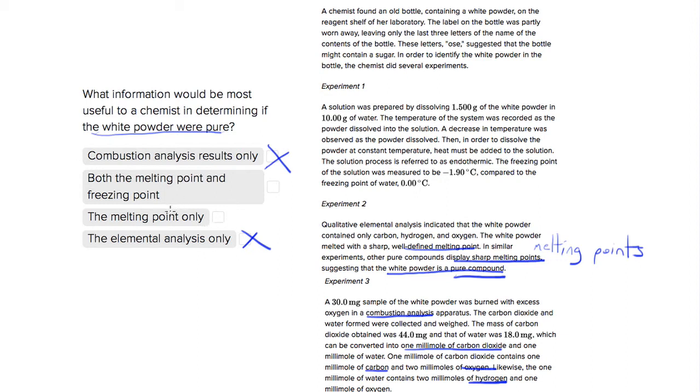So we talk about the freezing point in experiment 1, and it tells us some interesting information about the freezing point of the solution, and it's much lower than that of water. But it doesn't tell us anything about the purity of the compound. So even though we care about the melting point, the freezing point is not relevant. So we only want to look at the melting point in determining this purity. So choice 3 is our answer.